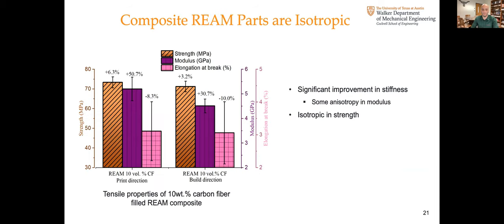But then when you look at mechanical properties, there's significant improvement in stiffness, as I showed you in the simulations before. These are very short fibers that we used, so they can improve your stiffness. There's some anisotropy in modulus. It's not high, probably suggesting that the alignment in the extrusion direction is not much higher than the build direction. And as you can see, the strength is relatively isotropic. The modulus is not, because we have some alignment. But compared to neat parts, the strength doesn't improve. Again, based on the theory that I showed, it's because the fibers are short. So you can make them longer, but you have to lower volume fractions. But the stiffness increases dramatically, by 50 and 30% in the two directions.